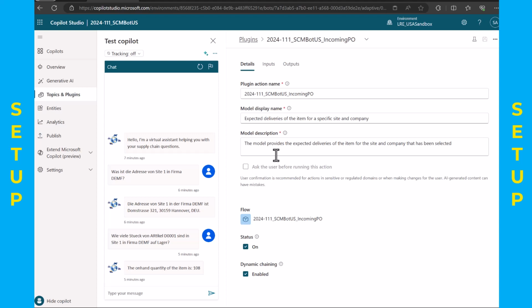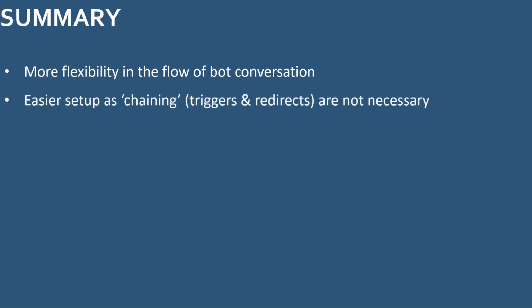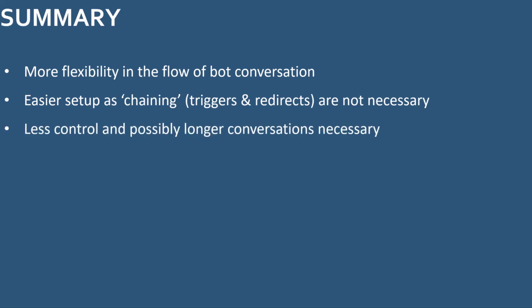So now let's go back to my PowerPoint for some closing remarks and hints. As a short summary, what did we see? Well, we saw that the bot was more flexible. The bot conversation was just easier. You do not have to say, I want to go from topic 1 to topic 2 or something. By using redirects, the system automatically found what to use. Then I find it easier than setting up this chaining. It's not necessary, but you have kind of less control, and maybe the conversation is a bit longer.